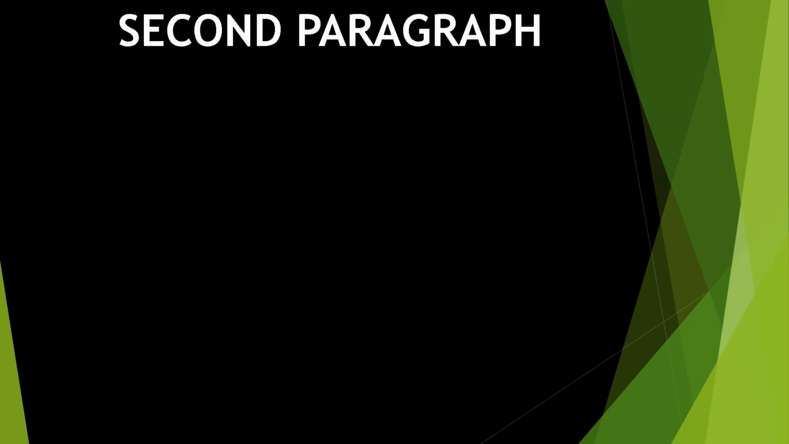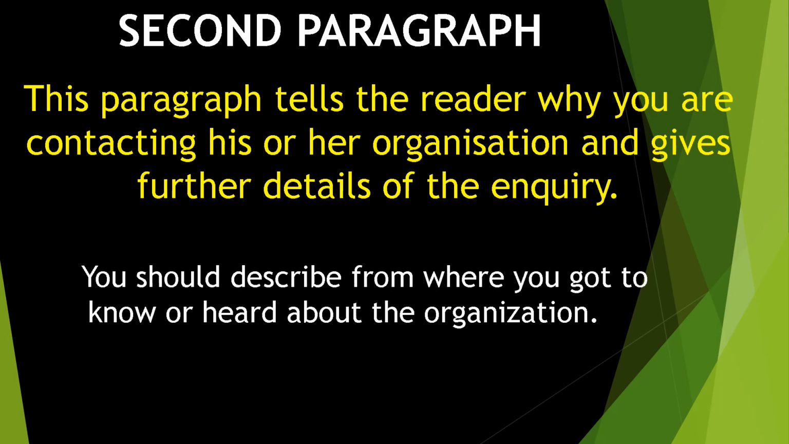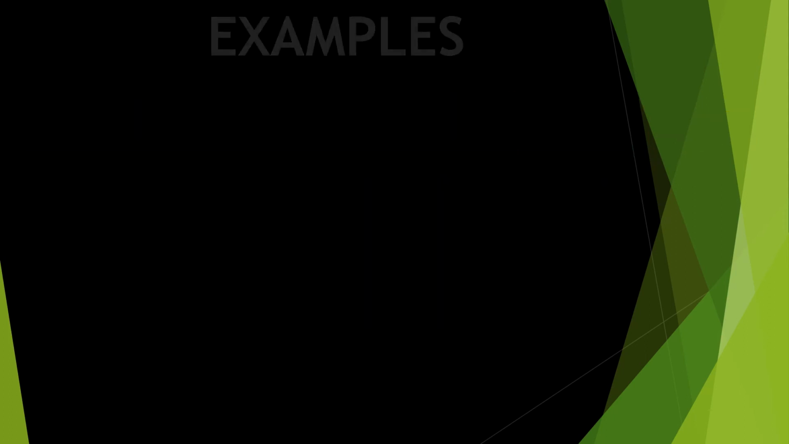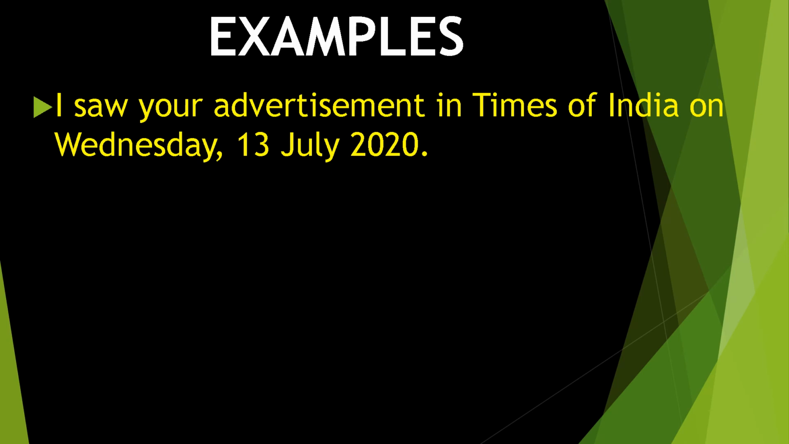Now comes the second paragraph. The second paragraph tells the reader why you are contacting his or her organization and gives further details of the inquiry. It should describe from where you, meaning the writer, got to know or heard about the organization. It can contain the details of the newspaper and the date. Some examples of those lines will make it more clear.